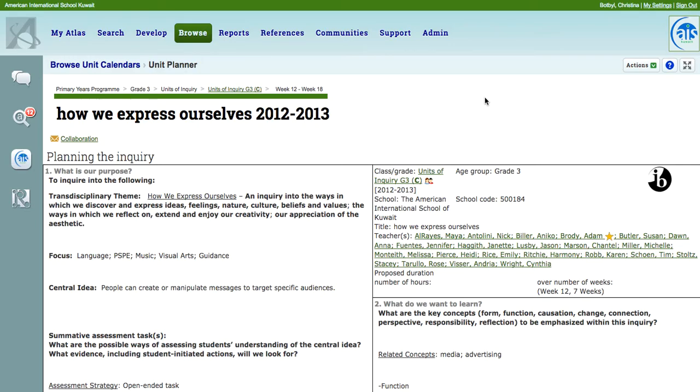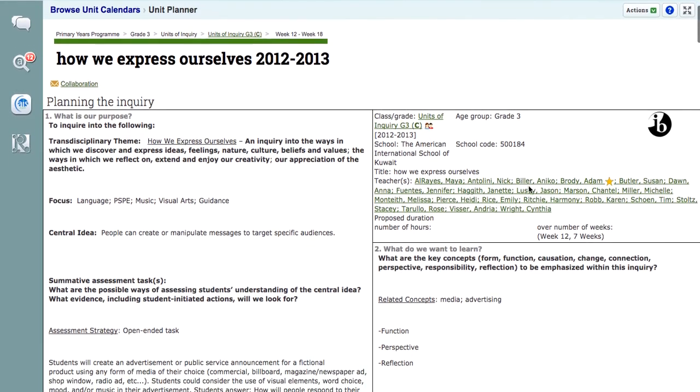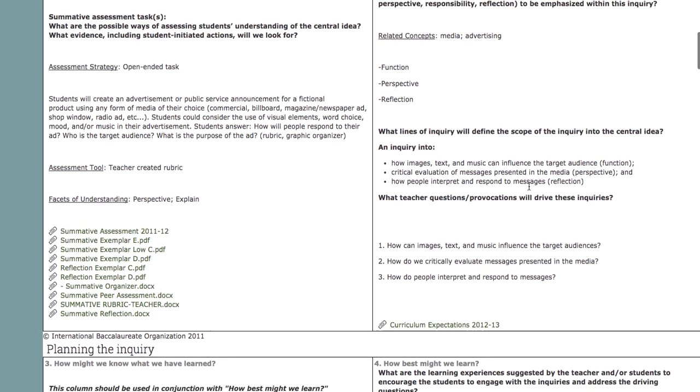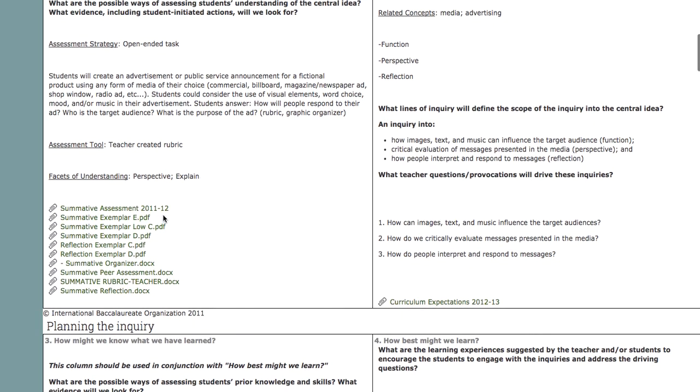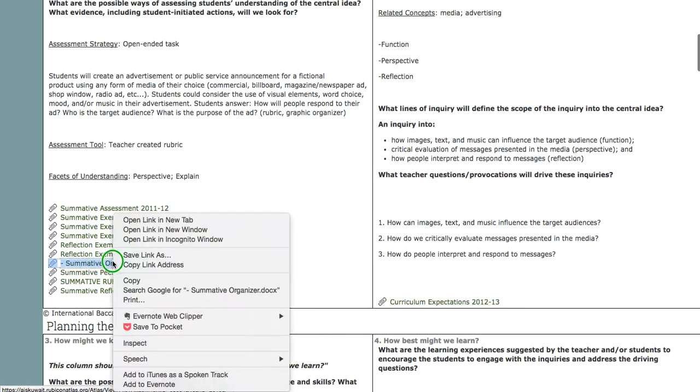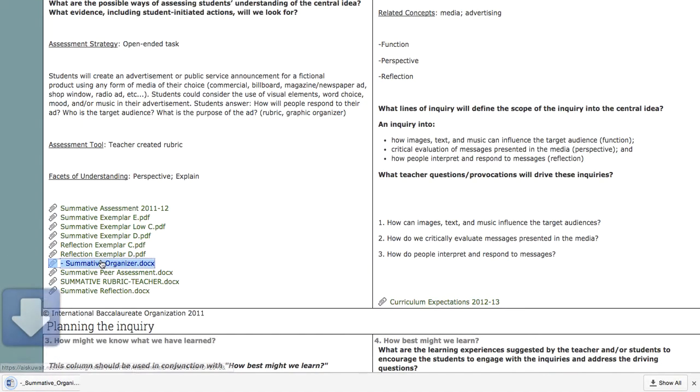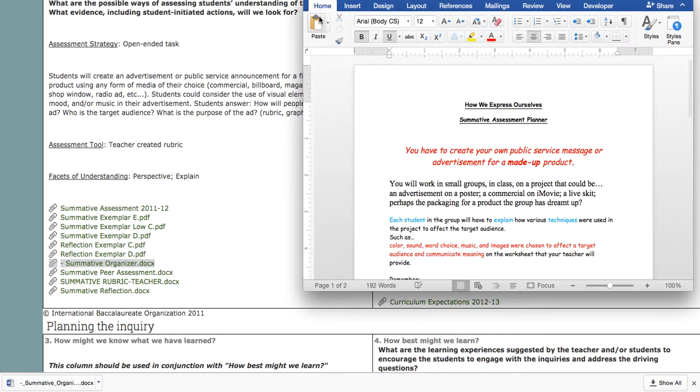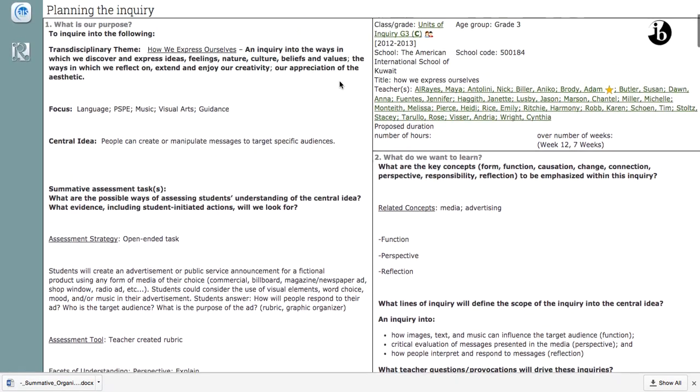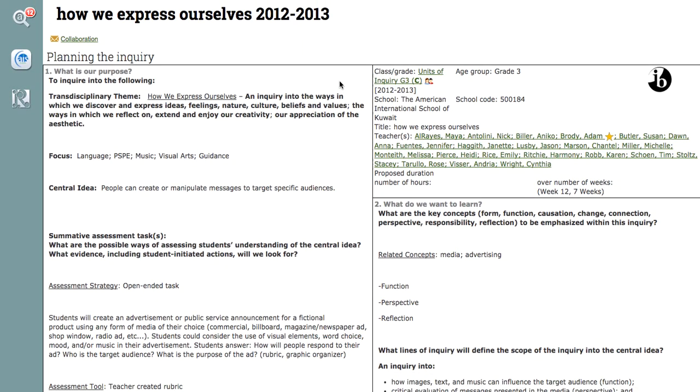I enter the unit planner as it was left at the time of archive. All resources that were attached in 2012-2013 can still be accessed by simply clicking. I can also see the list of teachers who collaborated on this unit. Some of them are still at AIS, and perhaps they could answer questions about resources and unit development that I and my team might have.